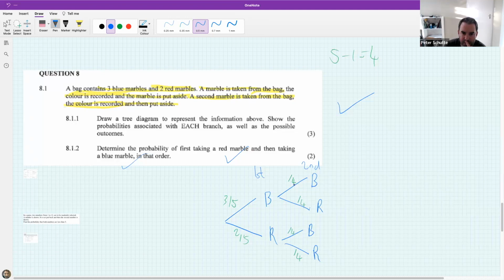So if there were 3 to start with and you chose a blue, there are only going to be 2 left over here. If you chose a blue, you haven't affected the red, so this must be 2 out of 4. Kumaik, what question do you want to be clarified? This branch over here.